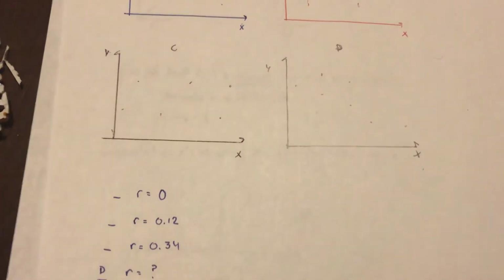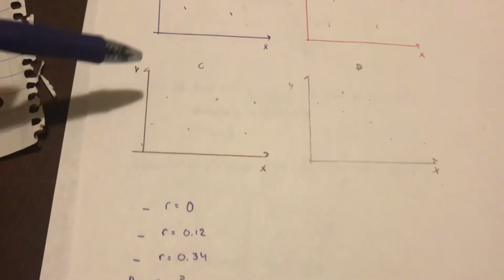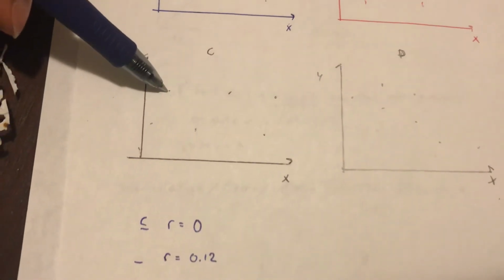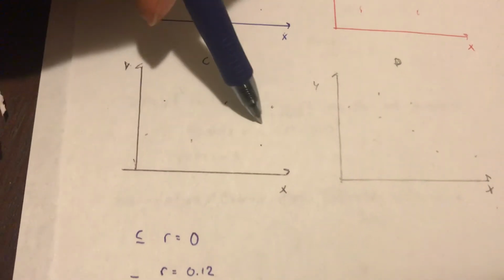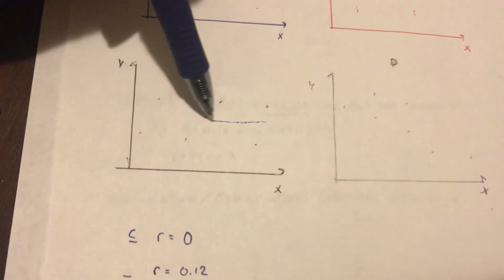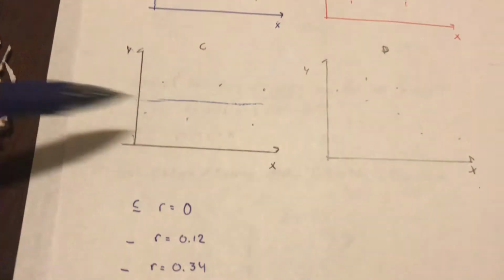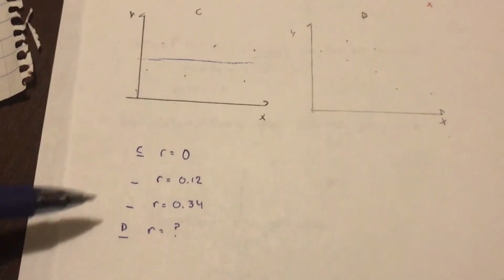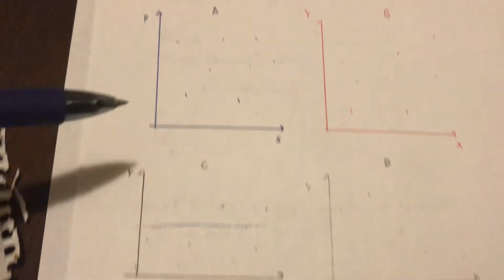So for the answers, for our first one, we have an R equals 0. This should be letter C, and this is because of the fact that the X and Y points essentially make a line straight across that has no slope, that has a 0 change, and I believe that's pretty evident here. And then for our second one, we have 0.12.